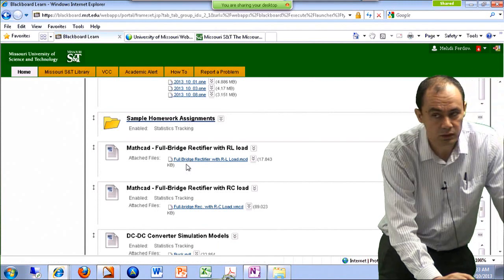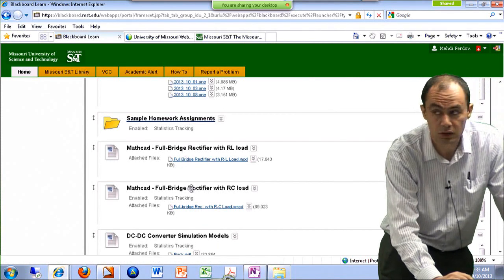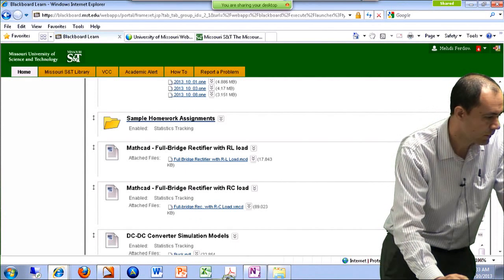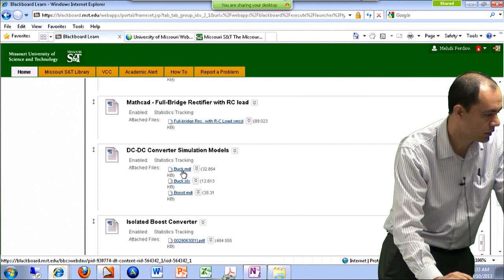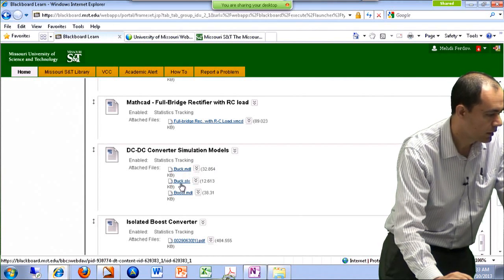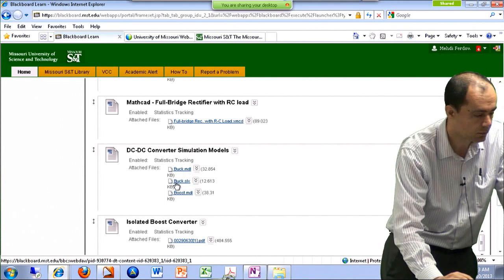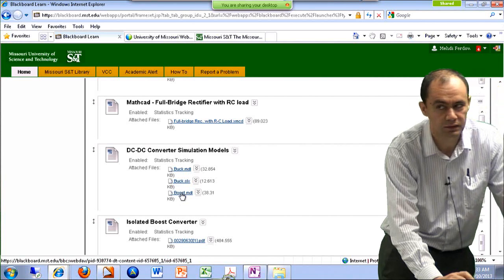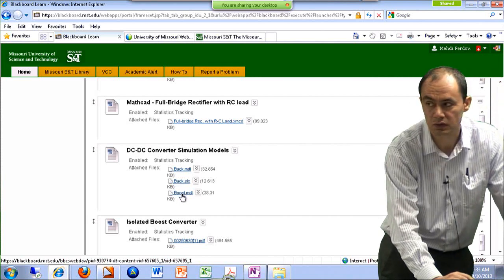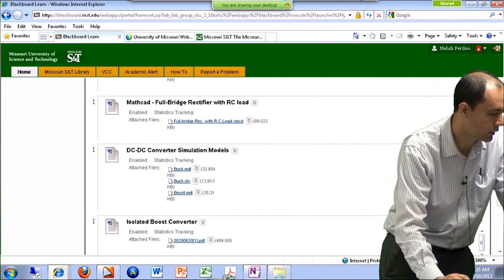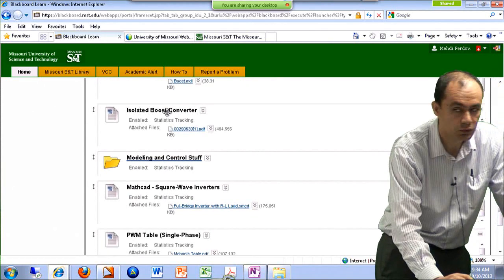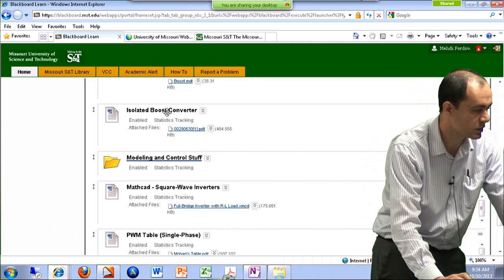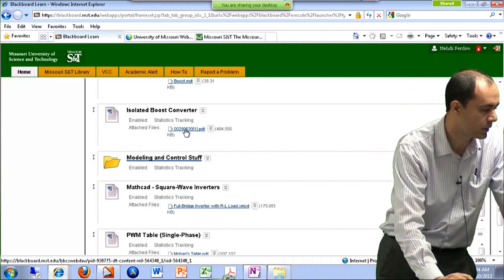Any MathCAD file that I use in class, I've used this one when we were talking about rectifiers, are here. And this folder over here, DC-DC converter simulation models, I have a PLECS model for Buck, and also the boost model that we discussed last time. This one is also here as well. So if you want to play around, you can do that. And as we go further in, for instance, isolated boost converter, we had a question last semester about it, so I have actually found a paper about that.